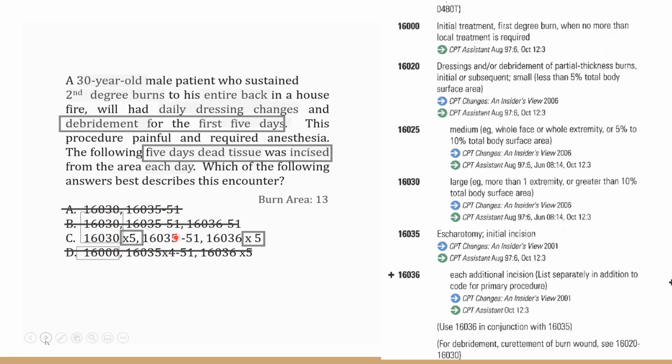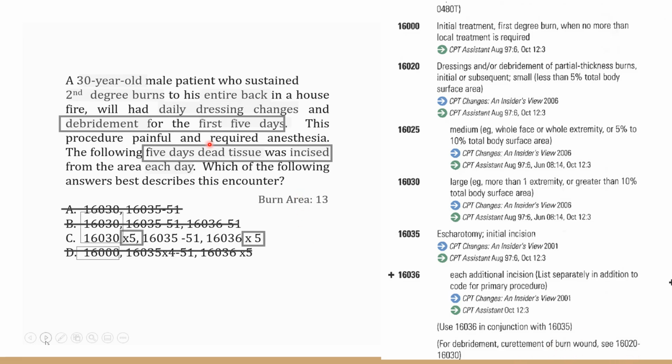Now we need to check the second code, 16035. It is for the escharotomy. Did the escharotomy happen? Yes, because the following 5 days. 16030 covers the first 5 days. Now 16035 is for the following 5 days. It is an escharotomy, initial incision, and then there is an add-on code: each additional incision, reported separately in addition to the code for the primary procedure, and here it is written 16036 in conjunction with 16035, and for the debridement and curettage of the burn wound see 16020.